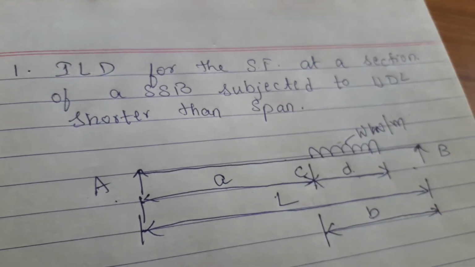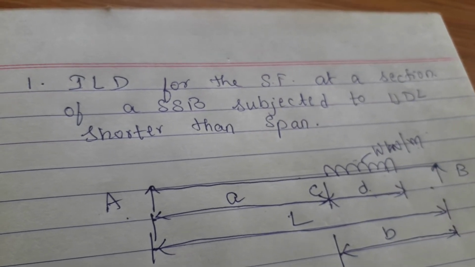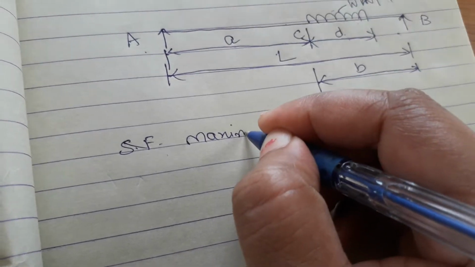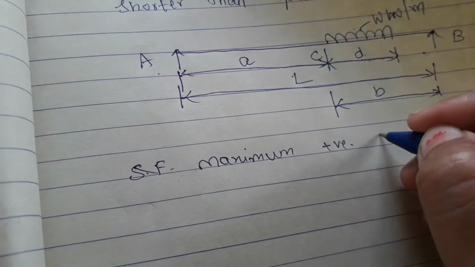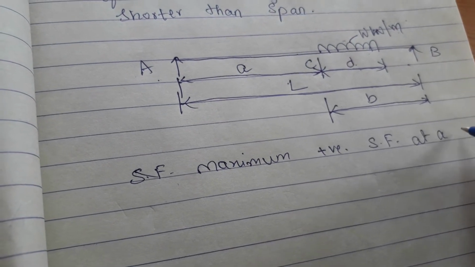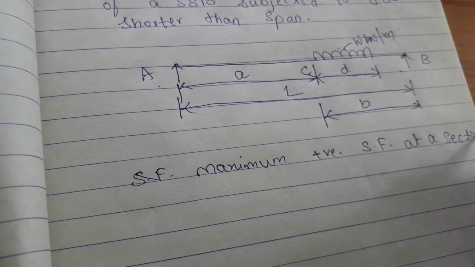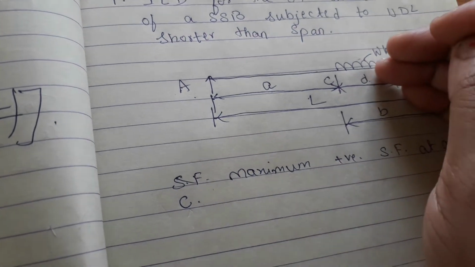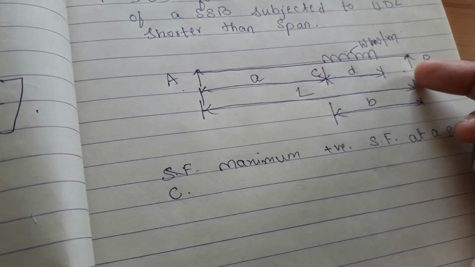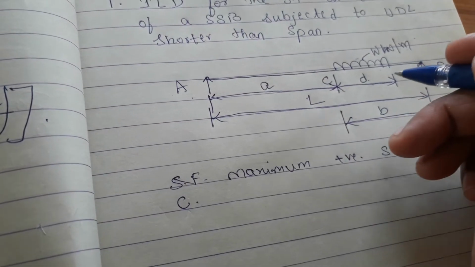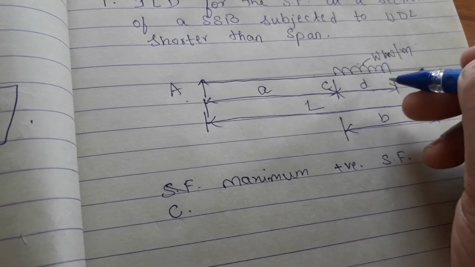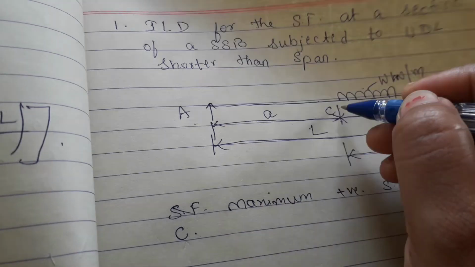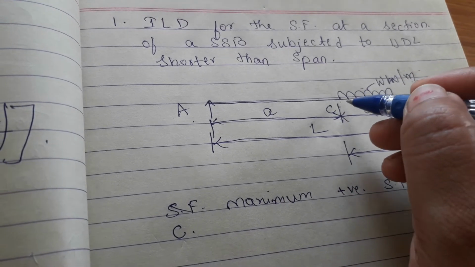The shear force at a section should be maximum positive. To get the maximum positive shear force at a section C, the condition should be like this. Let us consider that this UDL is moving from right side to left side. If you need maximum positive shear force, then the head of the UDL should lie on the point C. Then only you get the maximum positive shear force.